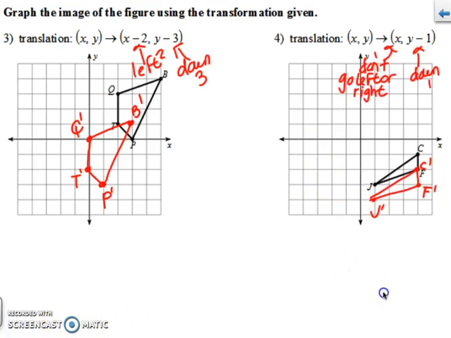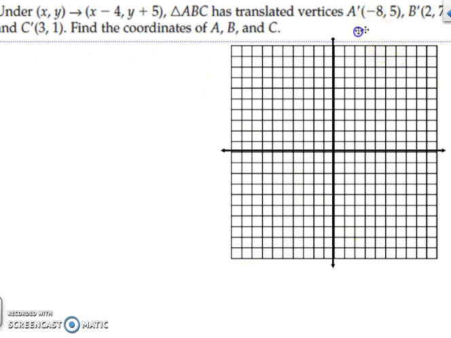Hope this little x by itself did not trip you up, but if there is no number with the x, what that means is you shouldn't go left or right. So if there was no number with the y, that means I don't go up or down. Okay, so my shape is not going to move left or right at all, it's just going to go down 1. So notice the C moved where that point F was, and I called it C prime. F moved down 1, J moved down 1, okay? All right. So let's talk about some trickier problems.